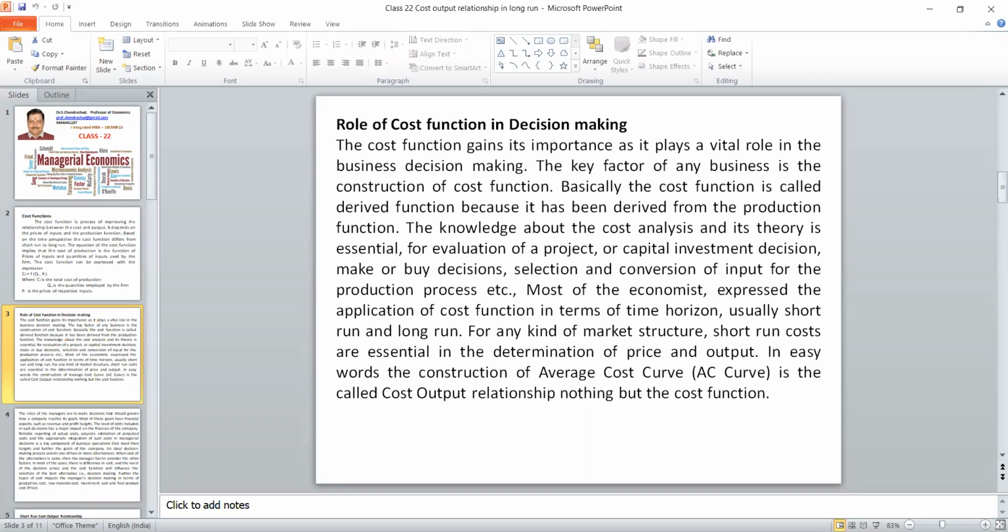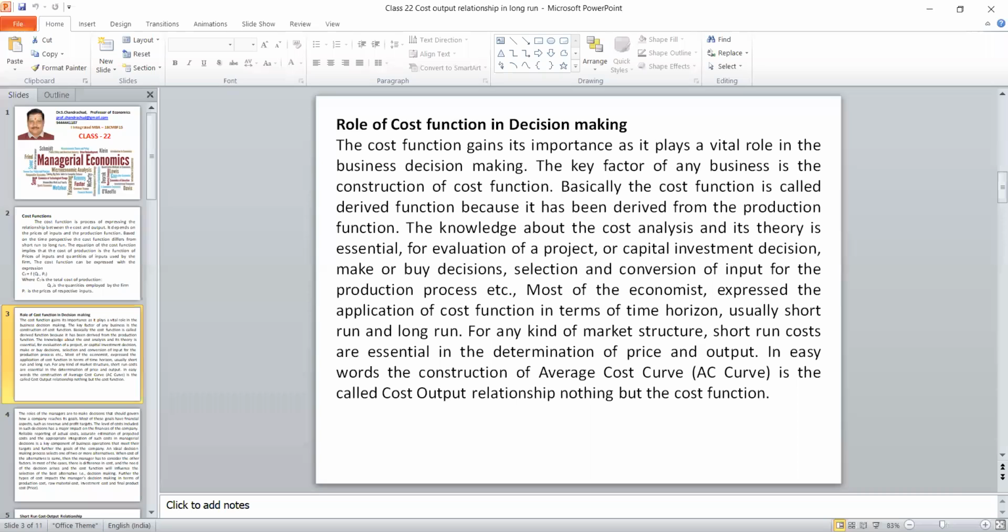Especially in this cost function, what we are doing is calculating the average cost. Average cost is nothing but the expression of the cost output relationship. Why? The formula for average cost is total cost divided by output. So in the numerator, total cost is there. In the denominator, output is there. When we divide the total cost by the output, it is nothing but average cost. So what is the cost output relationship? Calculation of average cost.